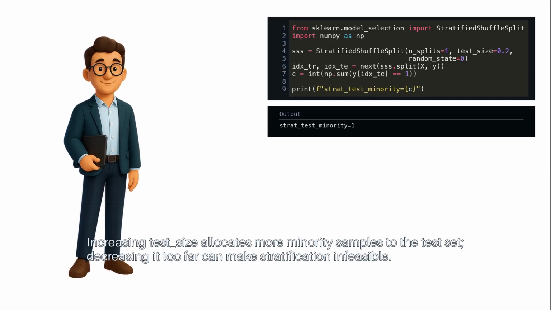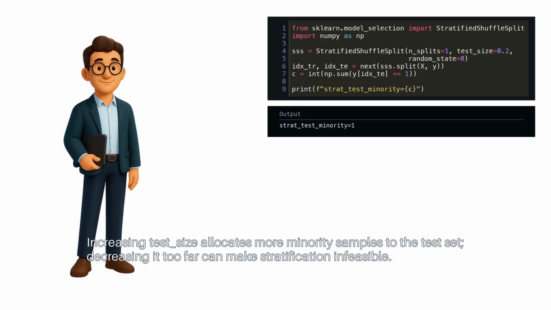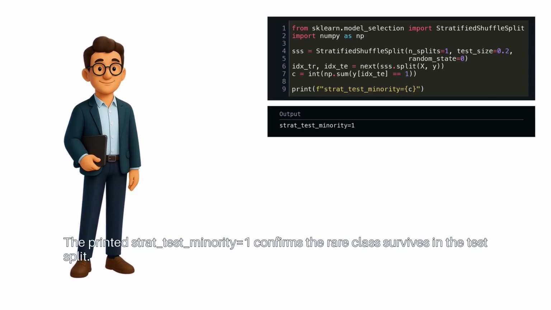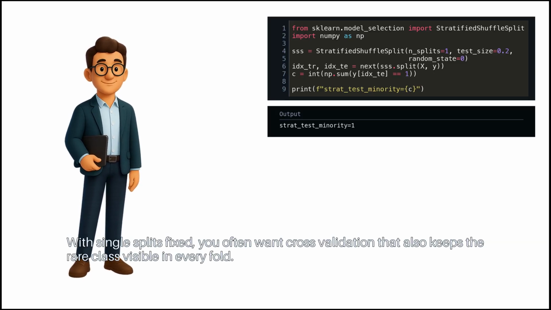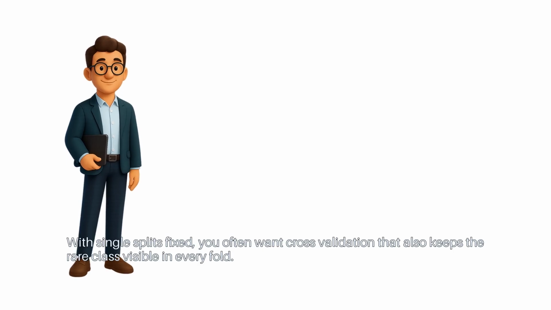Increasing test size allocates more minority samples to the test set. Decreasing it too far can make stratification infeasible. The printed strat test minority equals 1 confirms the rare class survives in the test split. With single splits fixed, you often want cross-validation that also keeps the rare class visible in every fold.